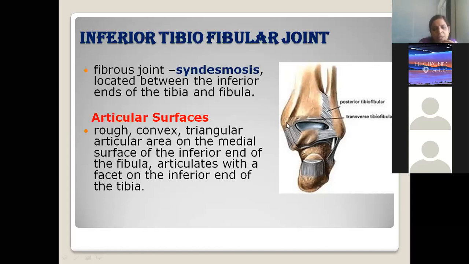Now, the tibiofibular joint. It's a fibrous joint, a syndesmosis, located between the inferior ends of the tibia and fibula. So the articular surfaces, what are you finding here? A rough, convex, triangular articular area on the medial surface of the lower end of the fibula. This articulates with the facet at the inferior end of the tibia. So this connection is the inferior tibiofibular joint.